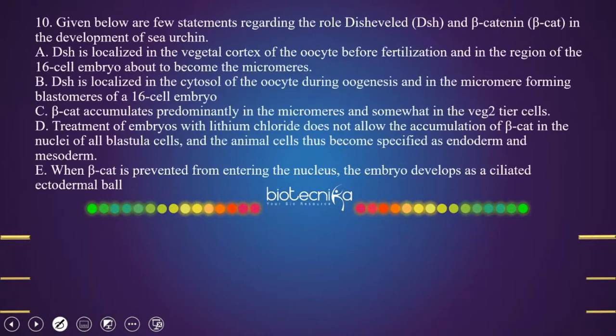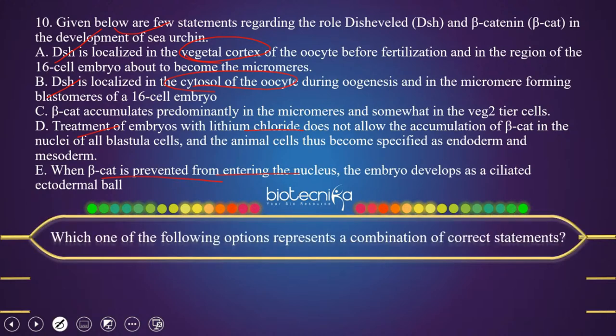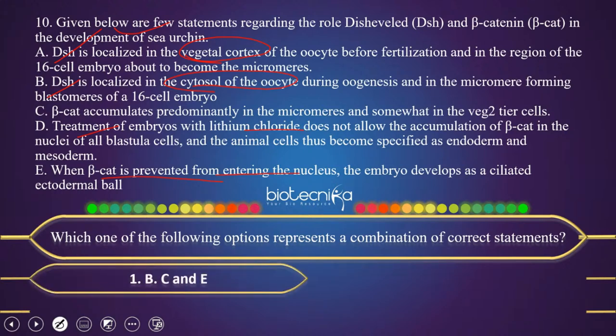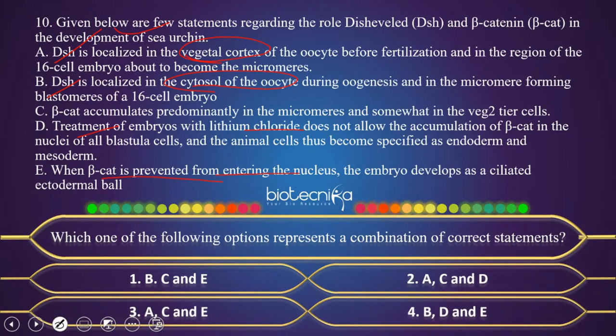Okay. The last question is from sea urchin development. Now, this is an easy question. Everyone has to get it correct. DSH, where it is expressed, vegetal cortex or cytosol. Treatment of embryo with lithium chloride. Treatment of embryo where beta-catenin is prevented from entering the nucleus. All of these experiments, what do they lead to? Which of the following represents a combination of correct statements? So, what will be the correct answer? From June 2018, this question.